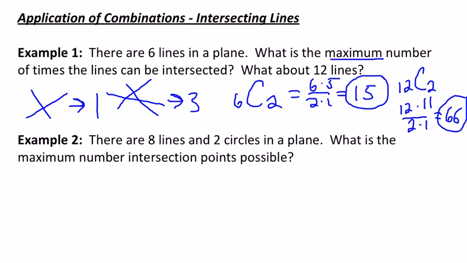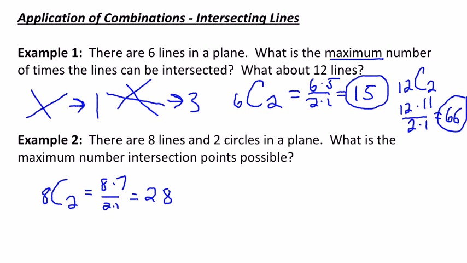Example 2 is a little harder. It says you've got 8 lines and 2 circles. What's the maximum number of intersection points? Well, you use the combination theory for the lines. 8 choose 2, which is just 8 times 7 over 2 times 1. And so for the lines, they intersect each other a total of 28 times, right? 8 times 7 over 2 times 1.